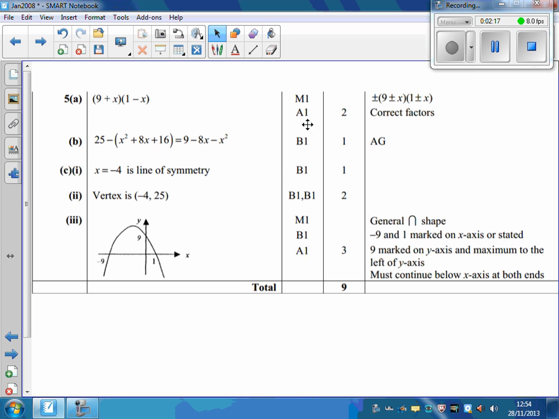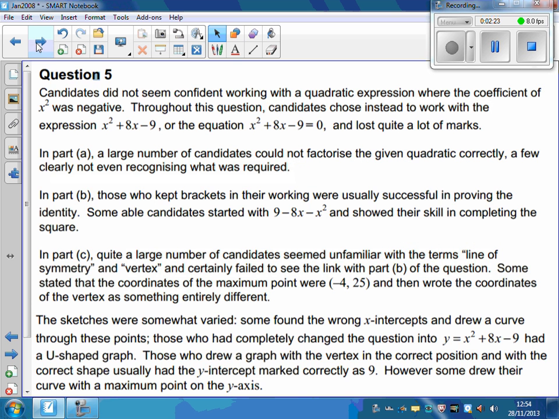2 marks for that factorising. 1 if you had the, you know, I initially got it around the wrong way. You would have got 1 for that, but 2 for it being correct. And here's there. Candidates did not seem confident when the coefficient of x squared was negative, and obviously we know that from seeing that in class.